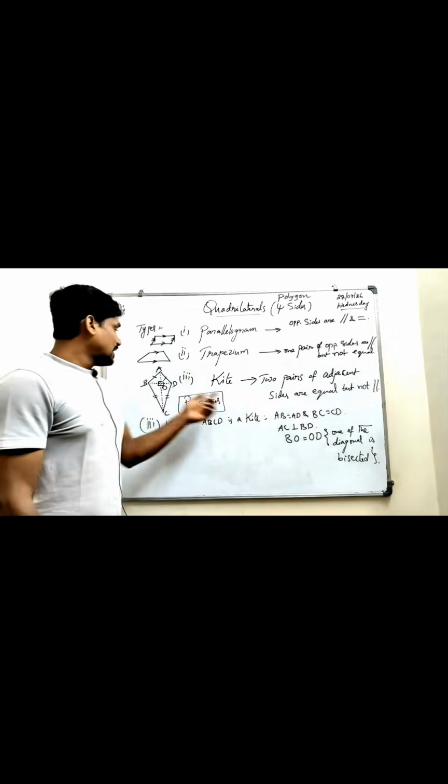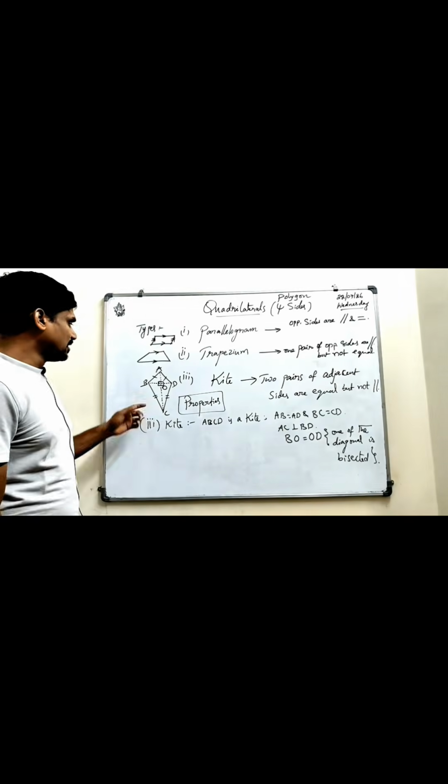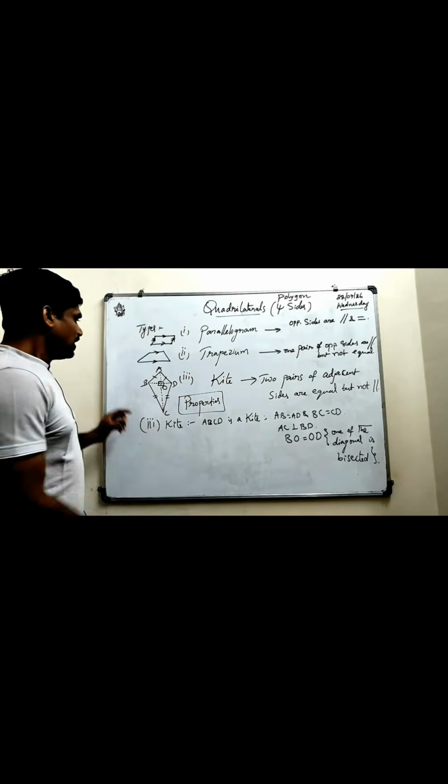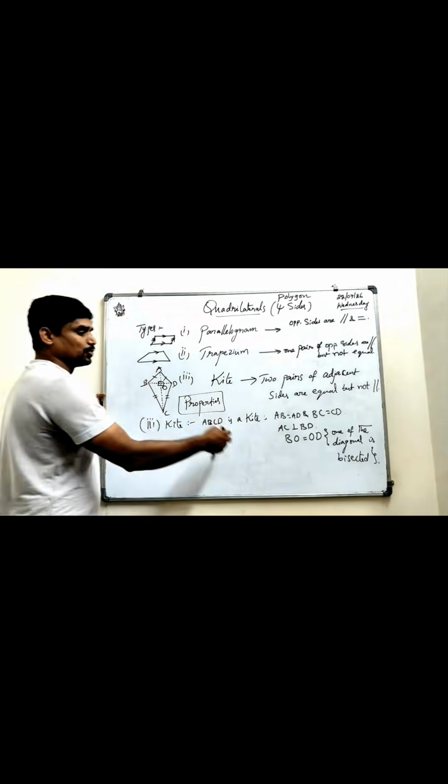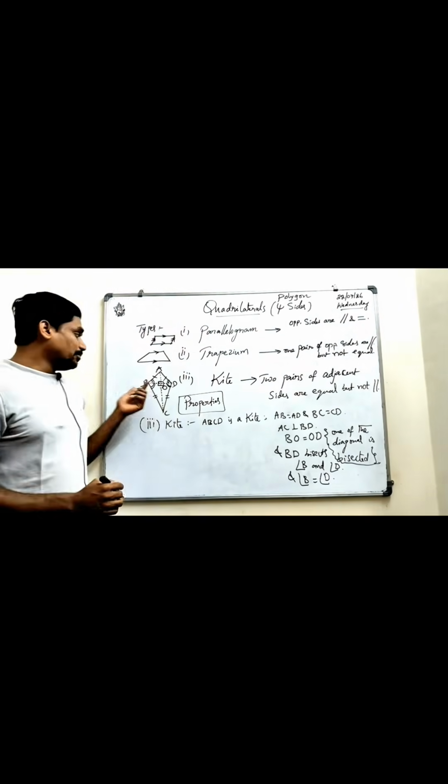ABCD is a kite, for example, and AB is equal to AD, one pair of adjacent sides equal, and BC is equal to CD, the other pair of adjacent sides equal. AC and BD are diagonals here, and they are perpendicular to each other, AC perpendicular to BD. Also BO is equal to OD, that is, one of the diagonals is bisected. Angle B is equal to angle D as well.